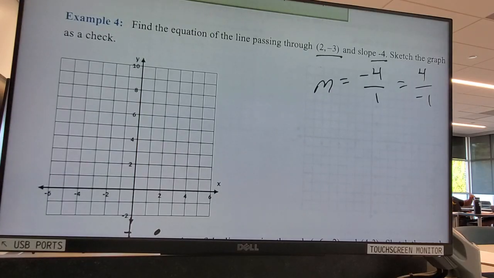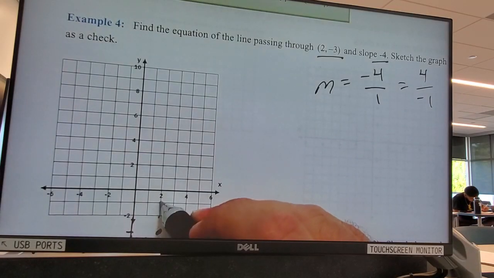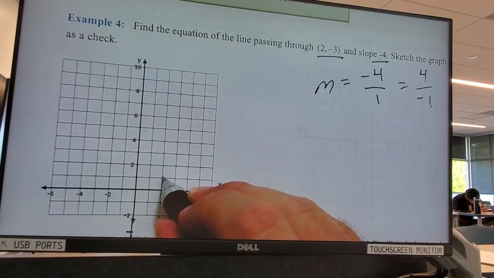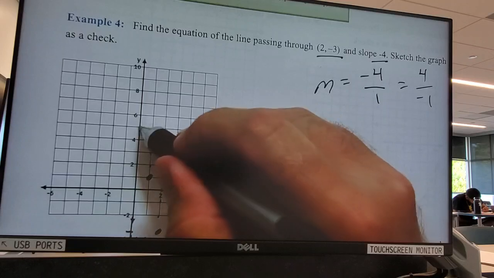It's still -4, but that completely changes the idea of what's happening physically. What would this mean? Go up 4, back 1. Okay. So if I go up 4, 1, 2, 3, 4, and I go back 1, there I am. Up 4, back 1.